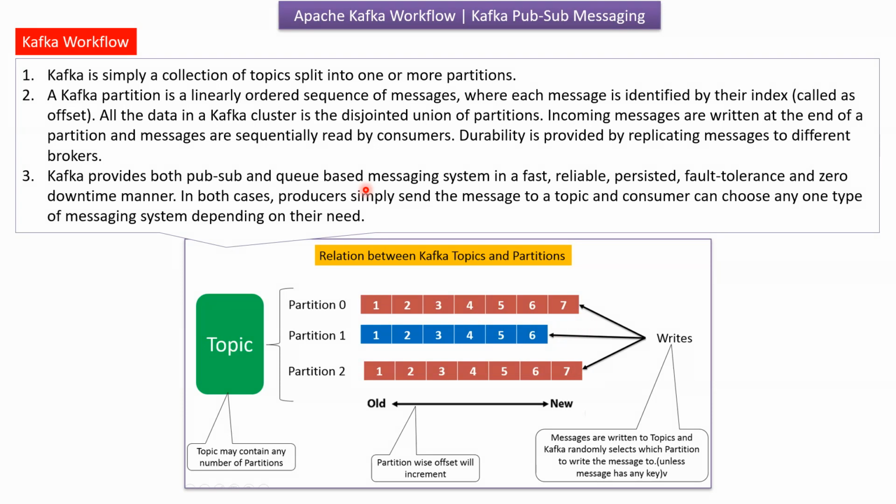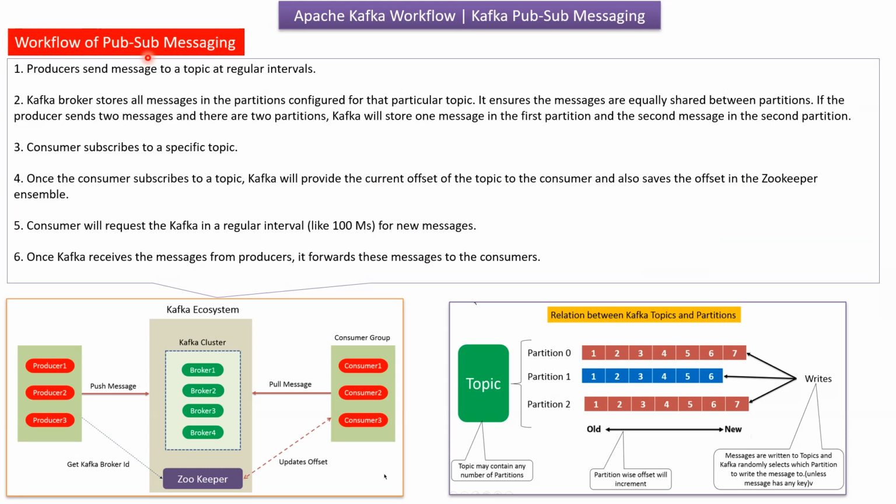Kafka provides both publish-subscribe and queue-based messaging systems in a fast, reliable, persisted, fault-tolerant and zero-downtime manner. In both cases, producers simply send messages to the topic, and the consumer can choose either type of messaging system depending on their need. Now we will see the workflow of publish-subscribe messaging.